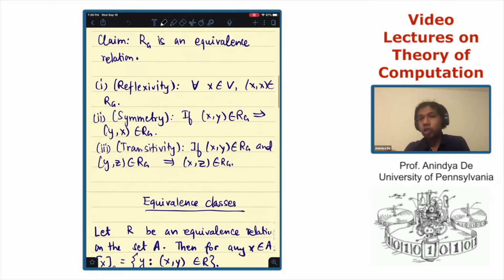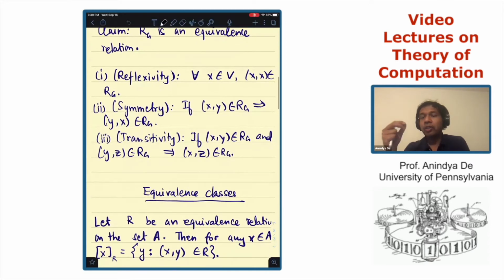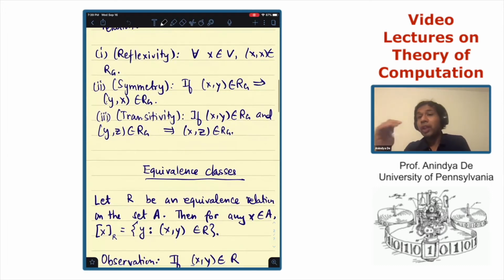Having seen the notion of an equivalence relation, now let's associate a particular construct called an equivalence class, which can always be associated with an equivalence relation. So let's see what it is. Let R be an equivalence relation on a ground set capital A. Then for any element X in A, we can define an equivalence class called X sub R, or bracket X sub R.